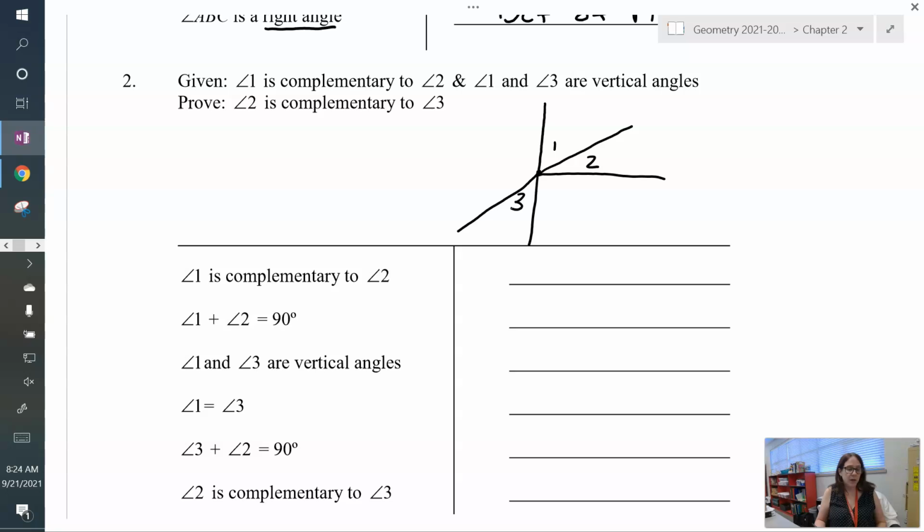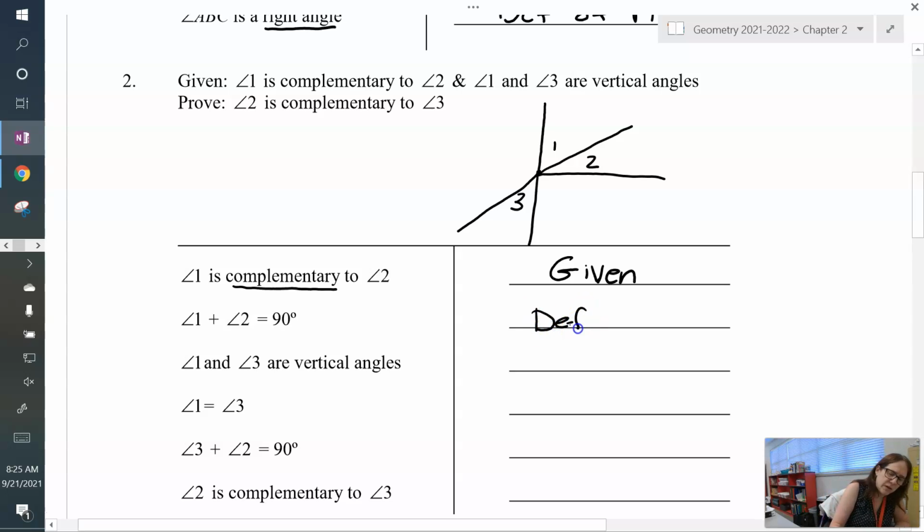First it says angle 1 is complementary to angle 2. That's given. Next one, angle 1 plus angle 2 equals 90. Notice we had a vocab word, complementary. So one of my hints for you is anytime you see a vocab word, think definition of. So I'm thinking, is this definition of complementary? And then I notice angle 1 plus angle 2 equals 90. That's what complementary means. As you add them together, they equal 90. So this is definition of complementary.